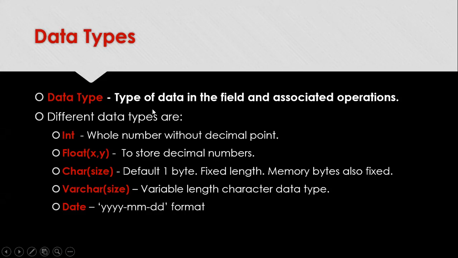What is the type of data? Type of data means whether it is an integer, a decimal number, a boolean, a character or a date. What type of data is that particular column holding, and what all are the associated operations? So these are the common data types available in SQL, and these will be the most frequently asked data types and we will be working on them.